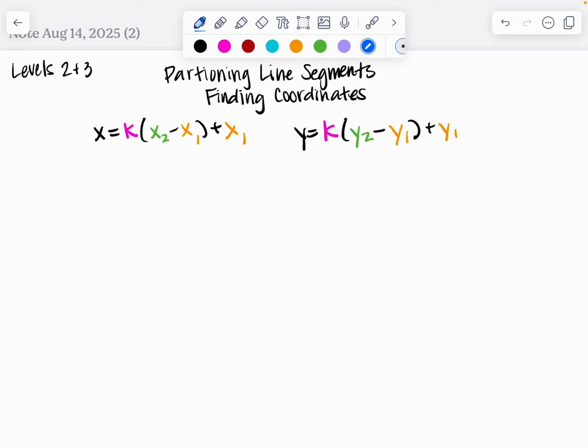Remember that if the ratio is given to you A to B, this is part to part, and to find K, we do A over A plus B, because we always want our fraction to be part over whole. So watch the wording.